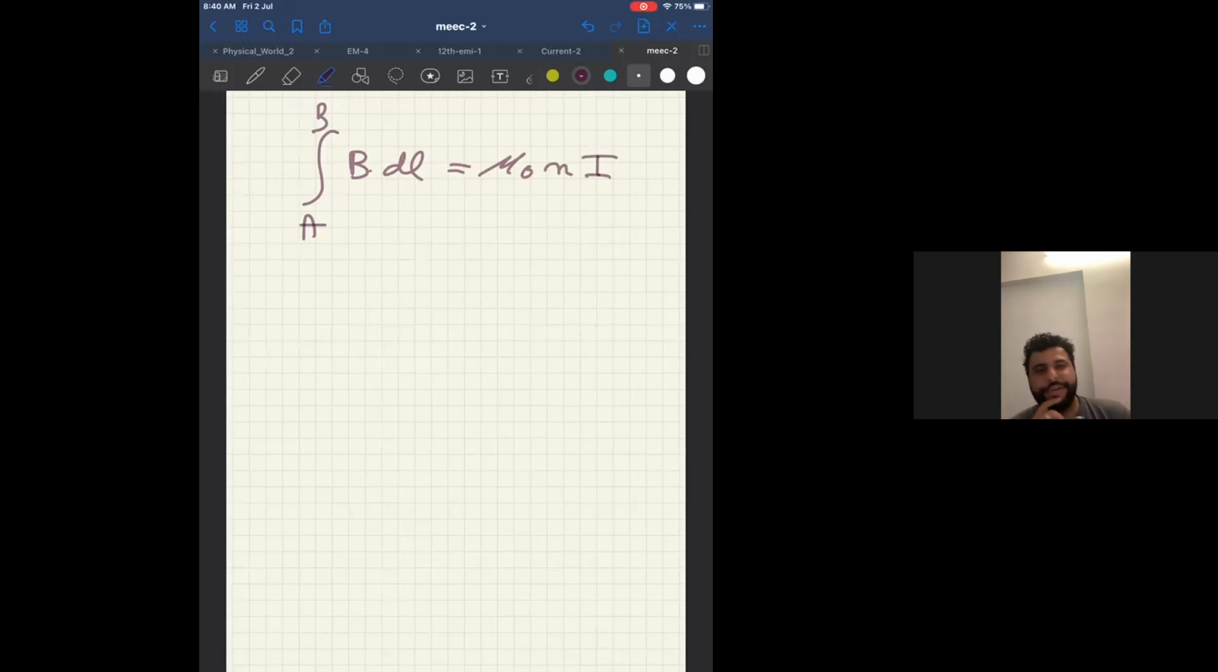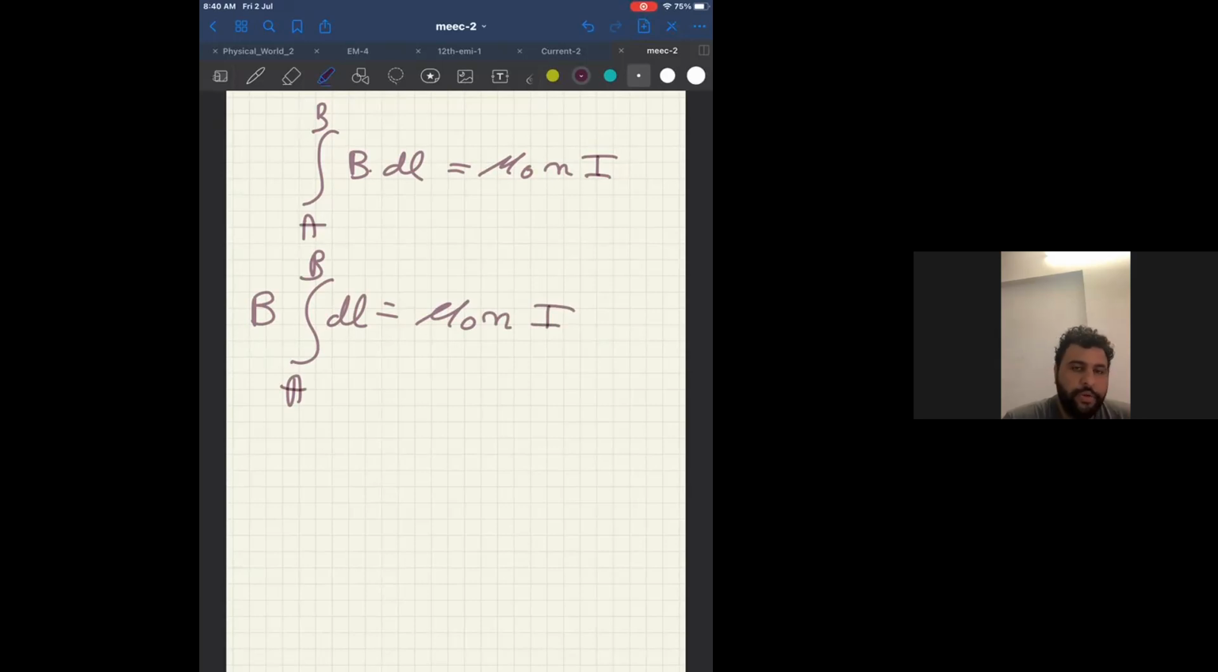I'll repeat from this step. Okay, everyone listen. Everyone came till this step. Integration of A to B, B into dl is mu naught Ni. Now, the right hand side won't change at all. Right hand side will remain the same till the end of the derivation. On the left hand side, B is outside, and integration of A to B dl is inside. Right hand side will remain as mu naught Ni itself.